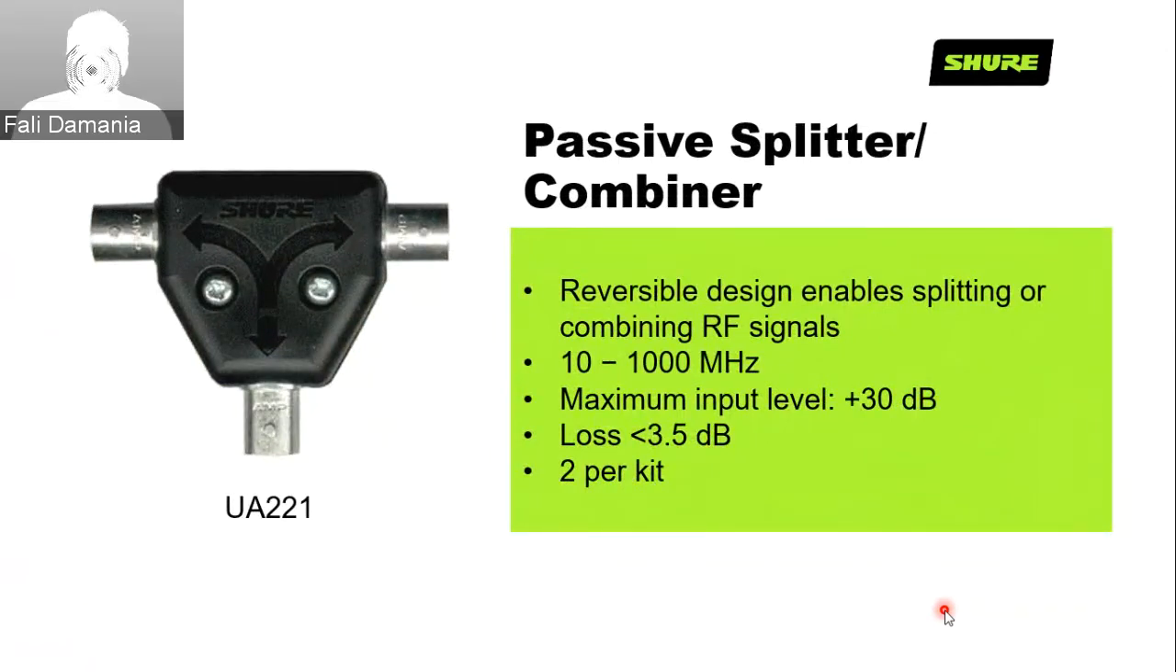Next very important component is the passive splitter/combiner, the UA221. It is a reversible design which enables splitting or combining RF signals. Okay, it has a maximum input level of plus 30 dB, but most importantly, because it is a passive device, you have to account for in the range of 3 to 3.5 dB of insertion loss. So the moment you have this device in your system, either doing combining or doing distribution, splitting, combining, distribution, you have to account for 3 dB of insertion loss. Okay, and when you buy them, you get 2.